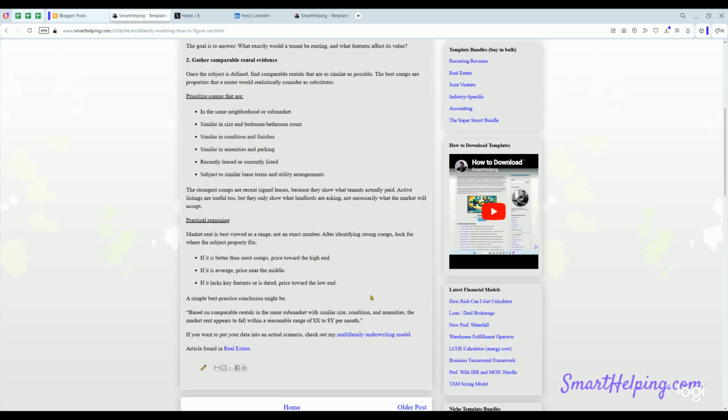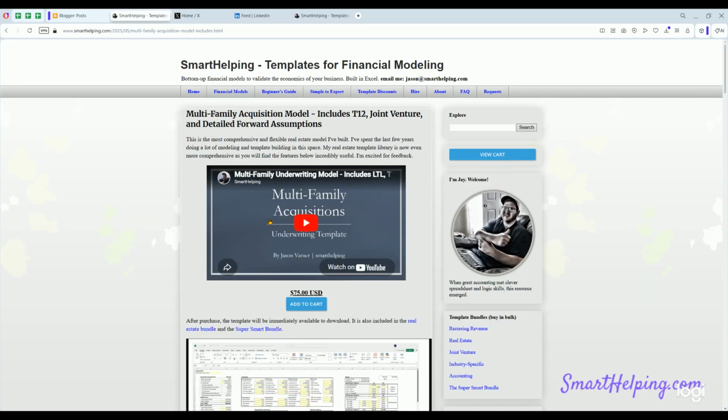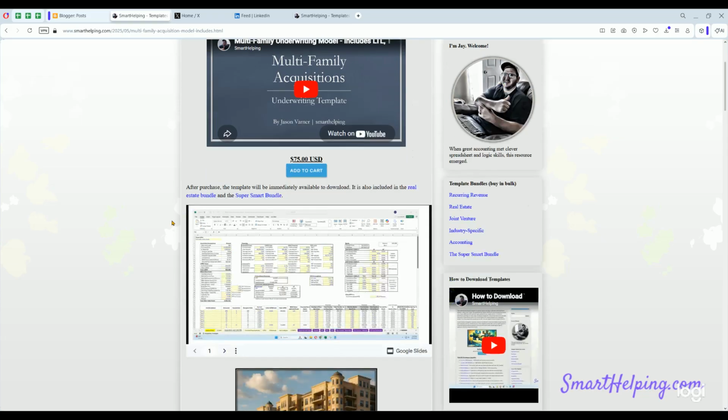Let's look at an actual model, and you can see here I've got a multifamily underwriting model. This is the most comprehensive template I've done in the space.